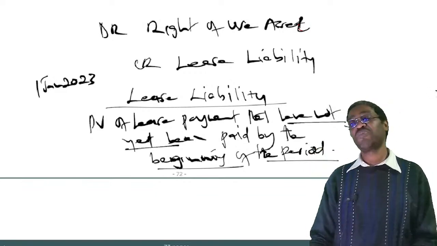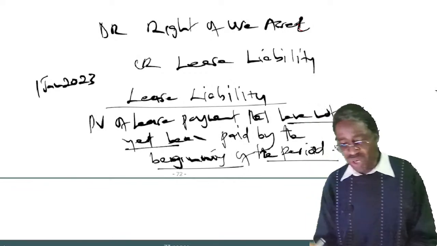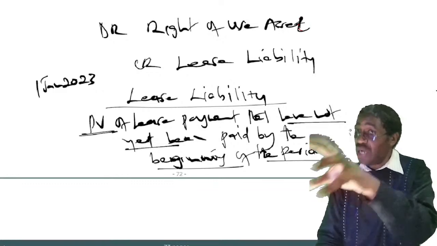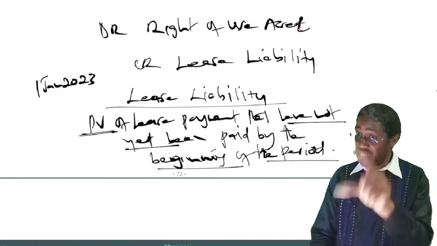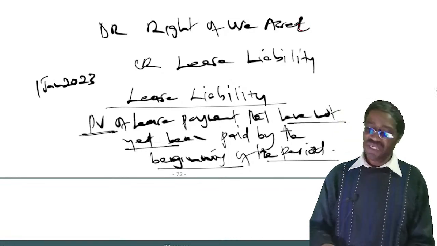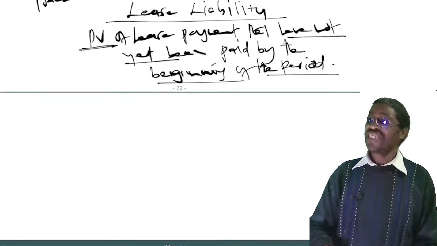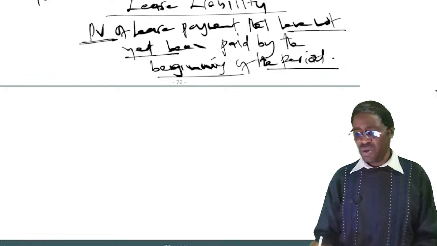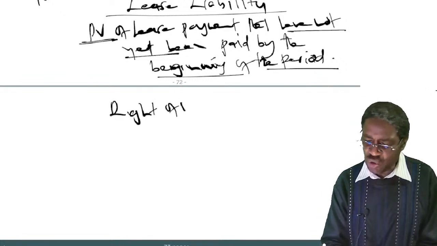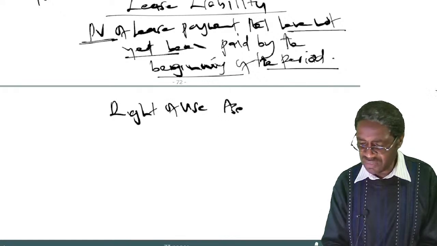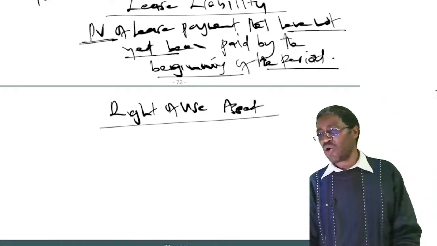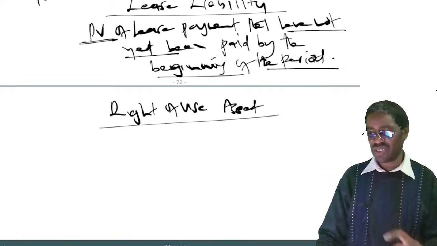Good. That's important. So the key word is get the present value of those future lease payments which have not yet been paid. Good. That is how we determine the lease liability. What about how do you determine the amount we call right of use asset? How do you determine the amount we are calling right of use asset?